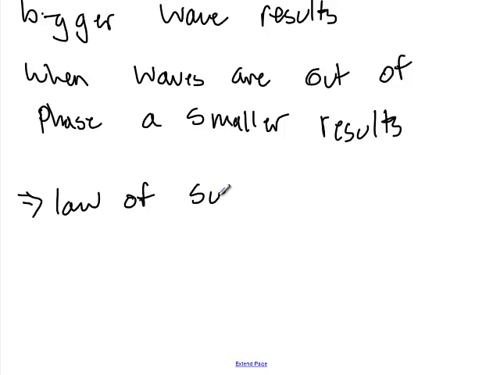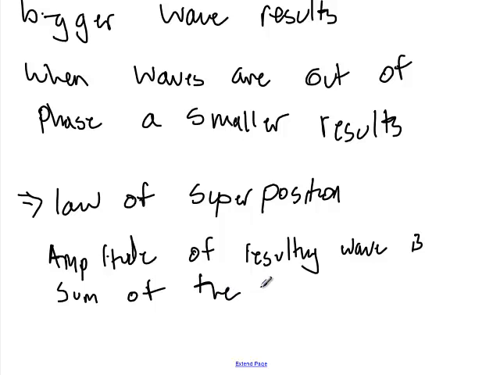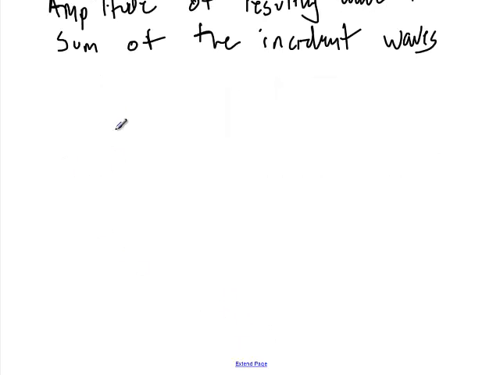The law of superposition merely states that the amplitude of the combined wave is equal to the algebraic sum of the amplitude of the two incident waves. Okay, so the amplitude of the resulting wave is the sum of the two incident waves, or three or four if you have lots of them, okay, of the incident waves.